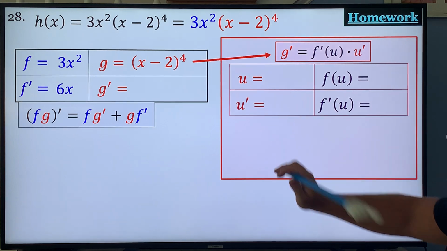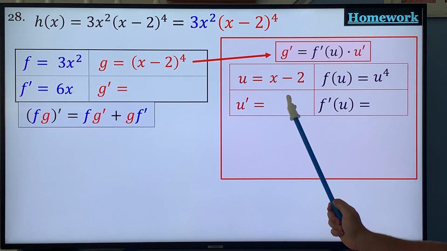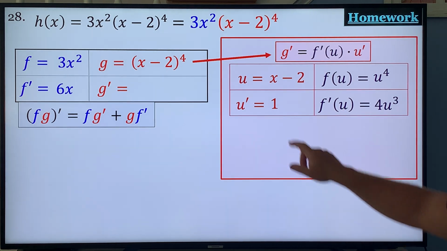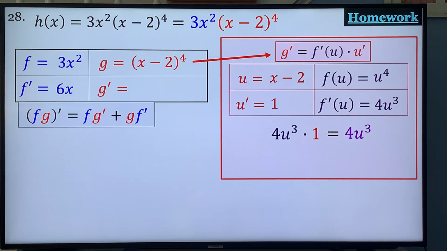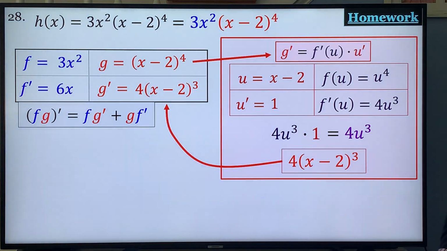All right, so we got this. Our u is the inside, x minus 2. Our f of u is u to the 4th power. Derivative of this is 1. Derivative of this is 4u to the 3rd power. 1 times 4u to the 3rd power is just 4u to the 3rd power. I take my u and I plug it back in. 4 times x minus 2 cubed, which is my g prime.